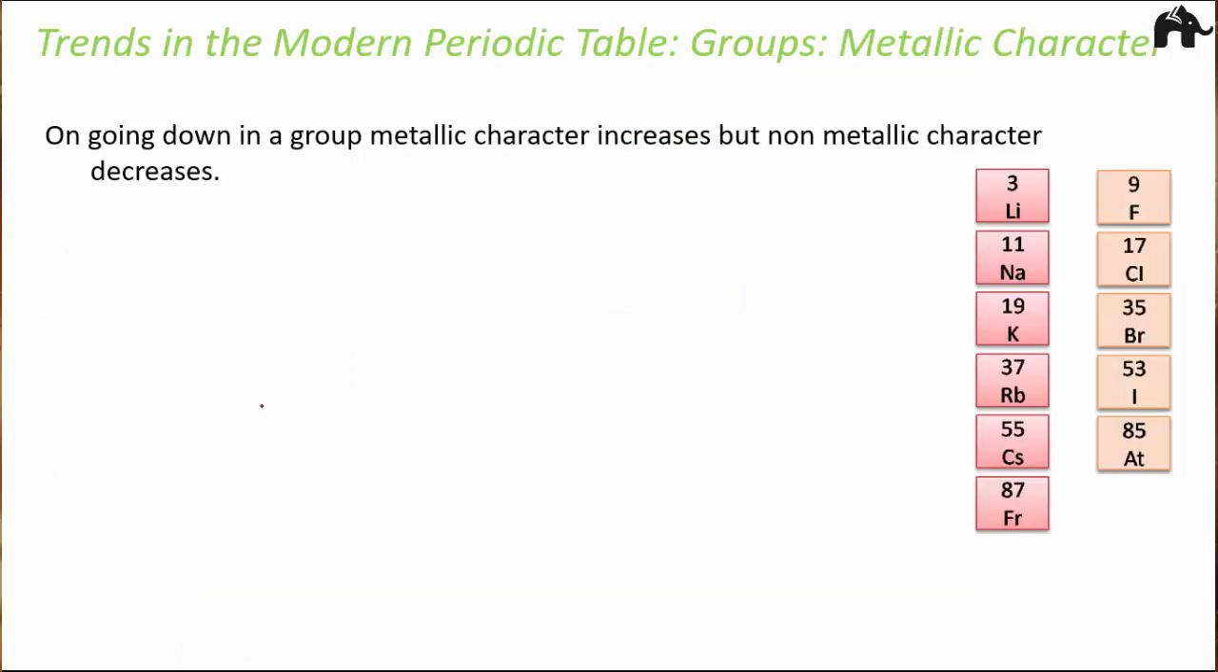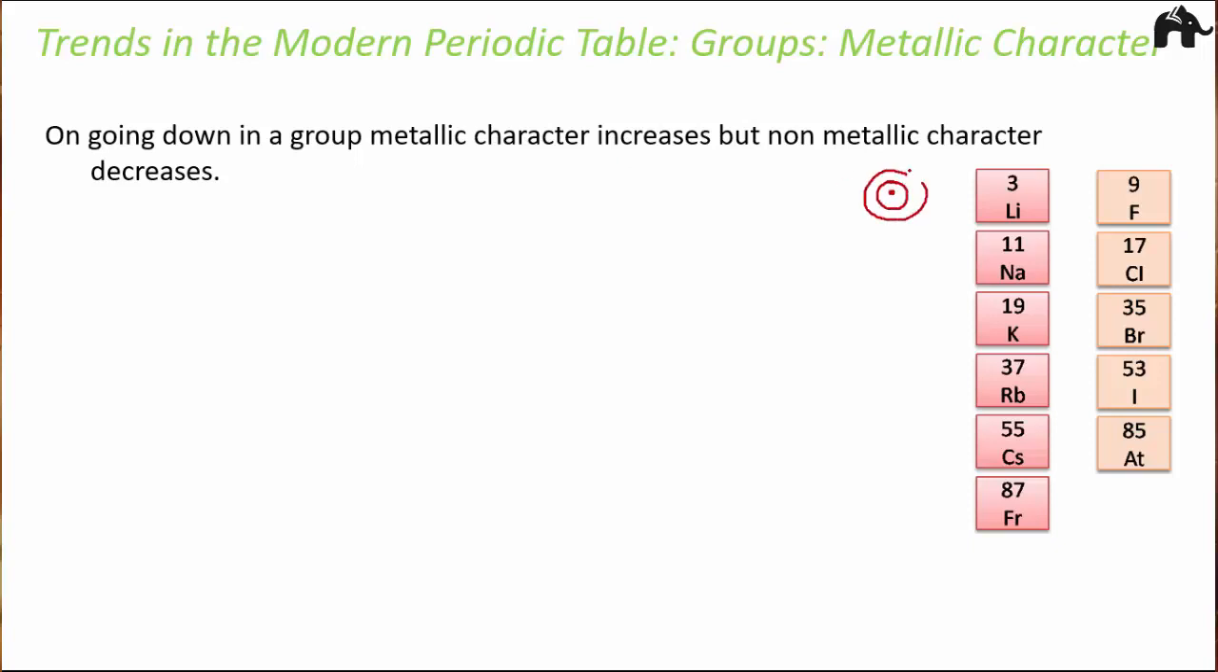Next, metallic character. So metallic character increases down the group, but non-metallic character decreases down the group. Now why is it so? As we go down, the size of the atom increases. Therefore, the force of attraction between the nucleus and the electrons decreases.